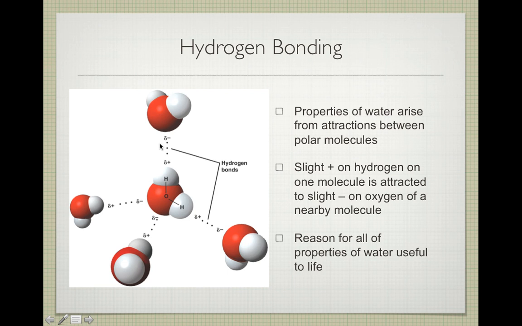So a hydrogen bond is an intermolecular attraction between two polar molecules, so long as one of those molecules contains hydrogen. And in this case, we're talking about those hydrogen bonds between water molecules. And ultimately, it's going to be these hydrogen bonds that are the reason for all of the properties that are useful to life that we're going to talk about a little later.